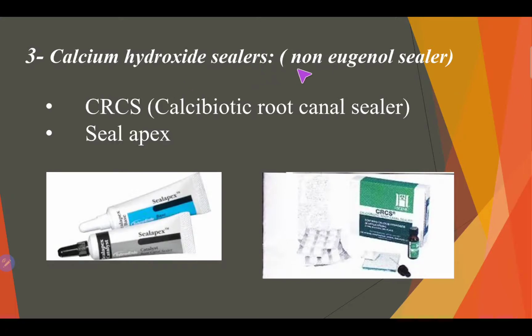Calcium hydroxide sealer, non-eugenol sealer. Here there is no eugenol in the sealer. The previous one has a very tiny percent of eugenol and they put the medicament in it. The calcium hydroxide sealers like Sealapex or CRCS, calcibiotic root canal sealer. It's a very, very nice sealer. It has all the advantages and properties of calcium hydroxide, so it's a very good sealer.